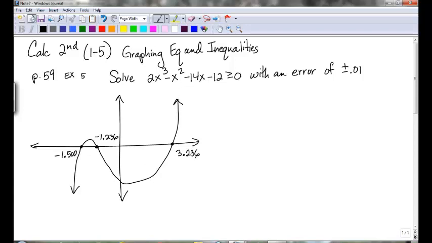Now, here's how you do this. It says solve where this graph is greater than or equal to 0. So what you're really saying is, where is this graph above the y-axis? It's above the y-axis here, and it's above the y-axis here. So you figure the x values where it's above, and where it's equal to 0. So it would be a bracket, because it includes that point, and negative 1.236, and a bracket because it includes that point.